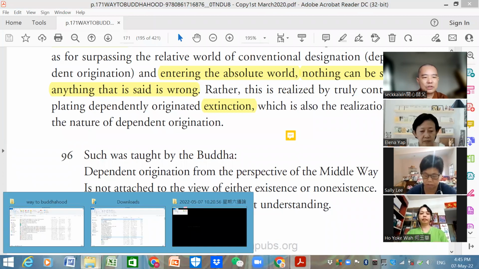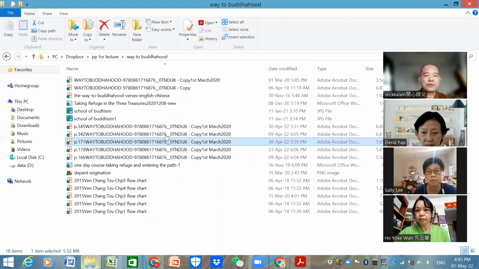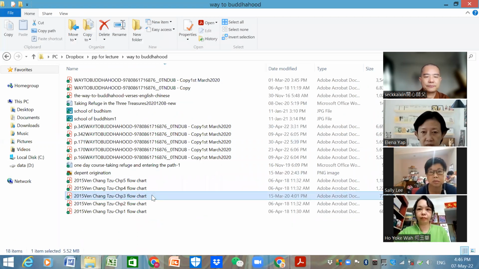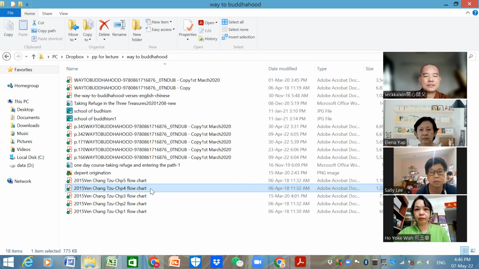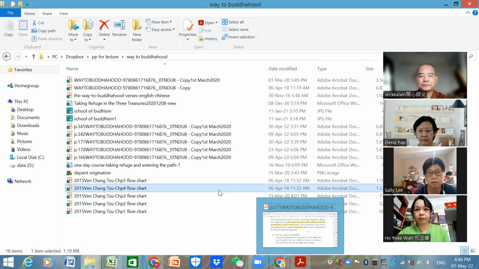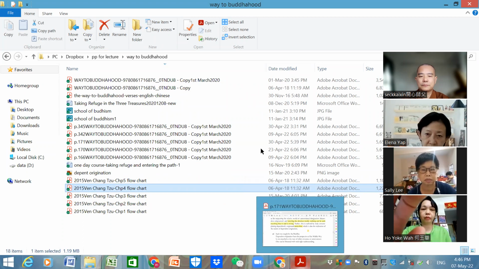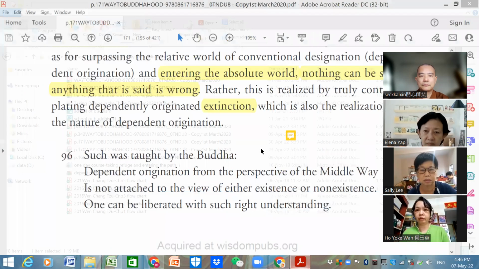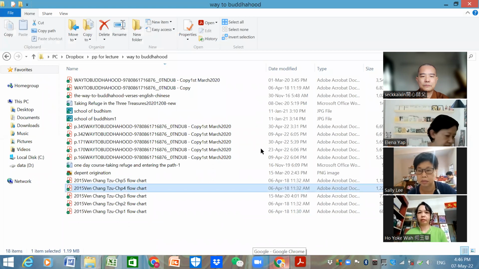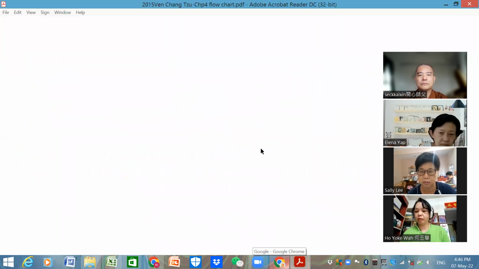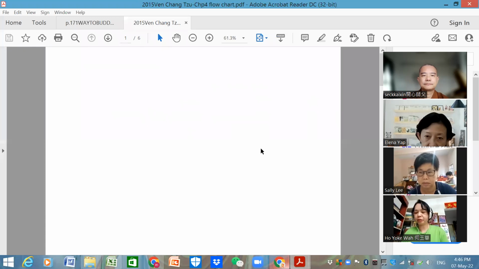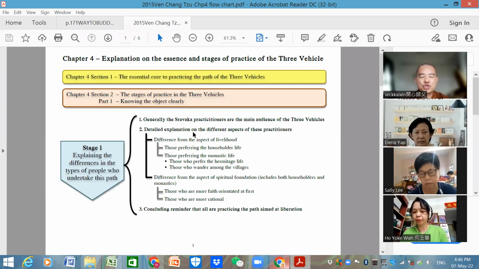Okay, class, let's take a look at the diagram, how it goes. So we are still in chapter 4, the three vehicle. Okay, let's take a look. We are still in the three vehicle.